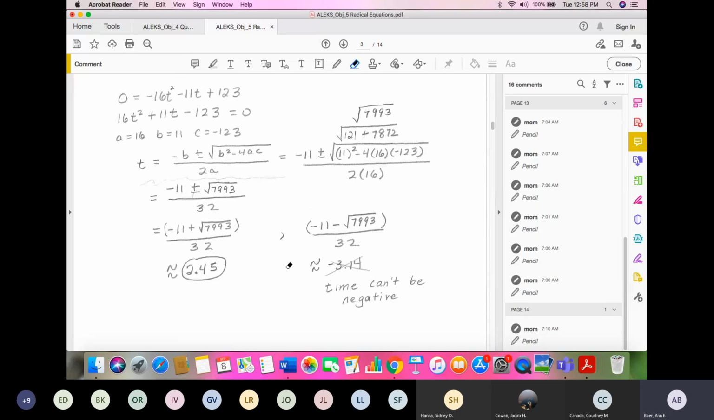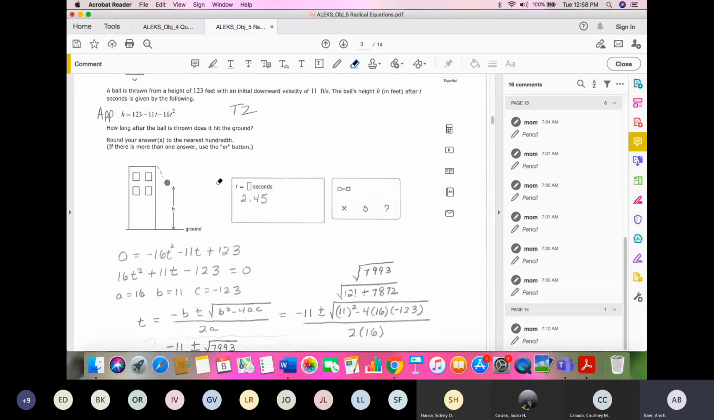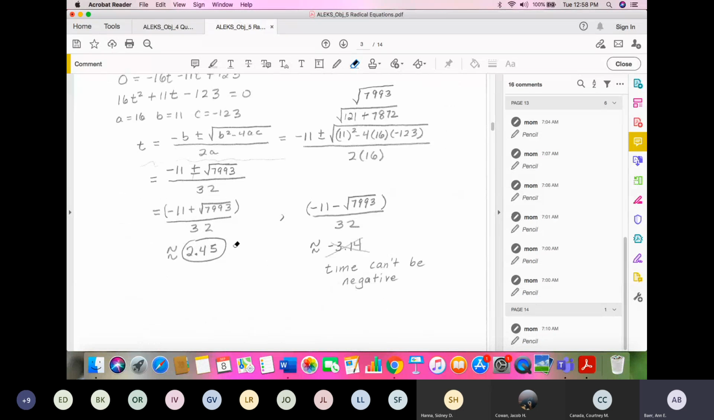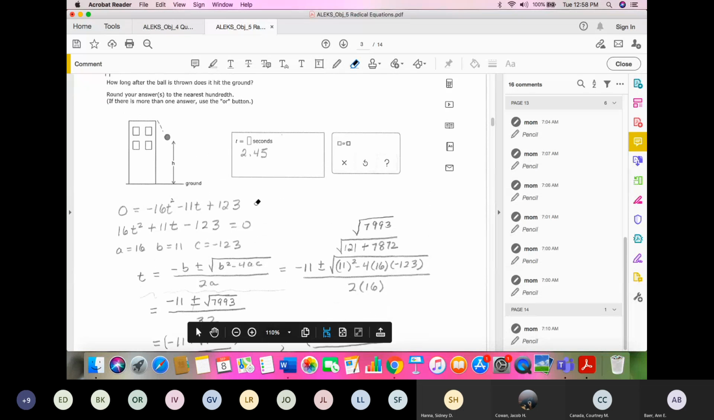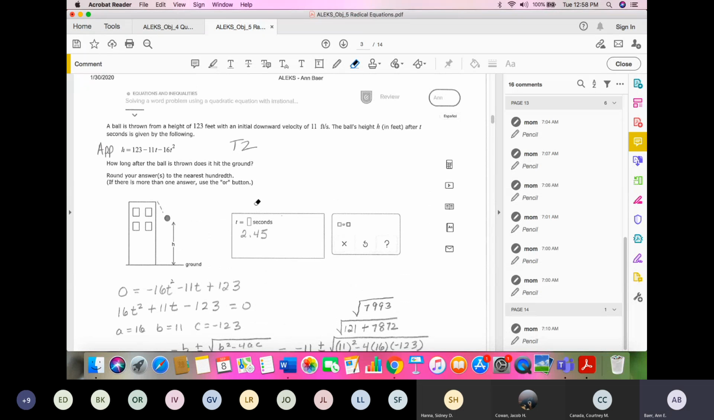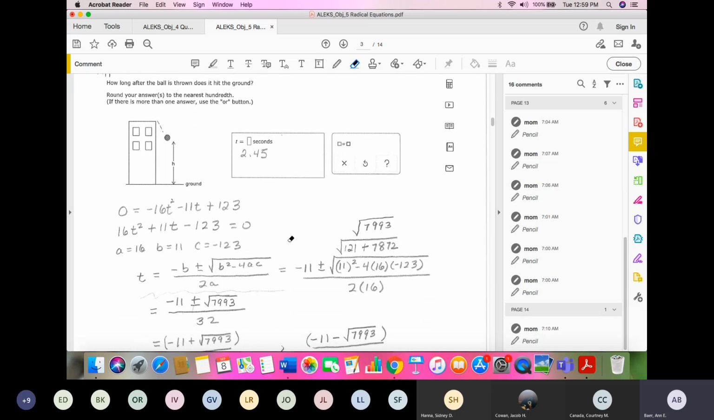Okay? Now, what are we looking for in this problem? How long after the ball is thrown does it hit the ground? How much time goes by? We're looking for the t. So can time be negative? No. So we have to cross this out. So this is the only solution. It's 2.45 seconds. Okay? 2.45 seconds. And Alex gave us the t equals and the seconds. We just have to type in, or I had to type in 2.45 to get the correct answer.